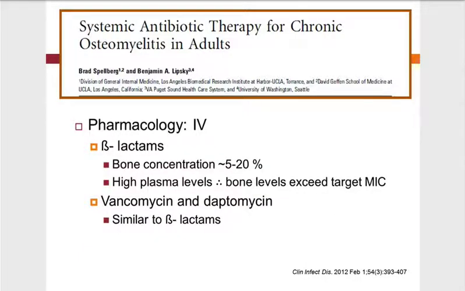I'm a pharmacist, so we're going to have to talk about this a little bit, right? In terms of pharmacology of IV antibiotics, beta-lactams get excellent plasma concentration, but their bone penetration is anywhere from 5 to 20% depending on the beta-lactam. However, because you get such high concentrations in the blood, it is enough to cover the organism in the bone, because you are overcoming the MICs. Vancomycin and daptomycin are no different than the beta-lactams, right? They do not have good penetration into the bone. We use them because the concentrations in the blood are so high that that ratio is enough.